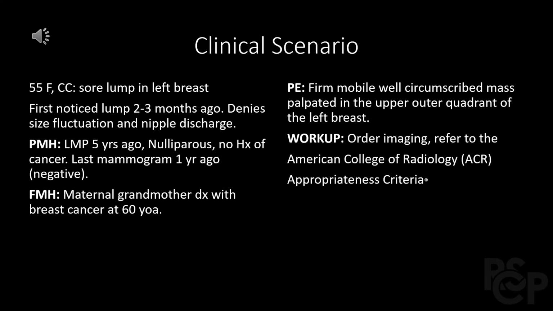A 55-year-old female presents with a chief complaint of a sore breast lump. Her past medical history reveals some risk factors for breast cancer, and her family medical history is significant for breast cancer in a second-degree relative. The physical exam reveals a palpable mass in the left breast. After completing the history and physical exam, it is necessary to order diagnostic imaging to better characterize the mass. What imaging is best for this clinical scenario?